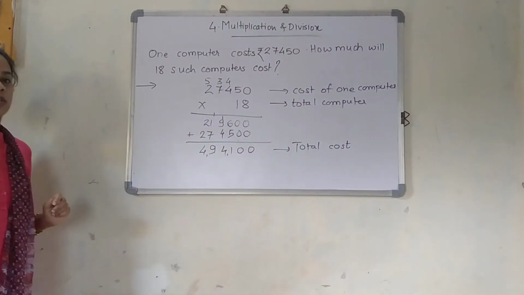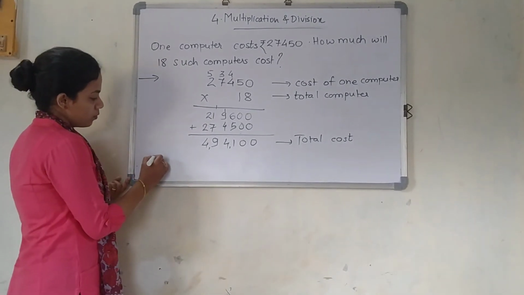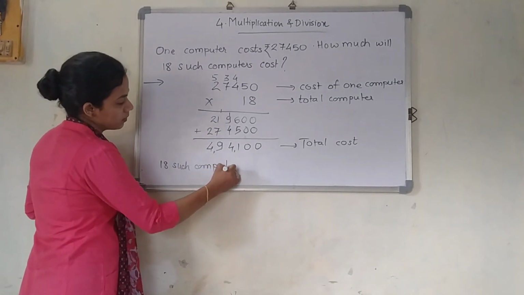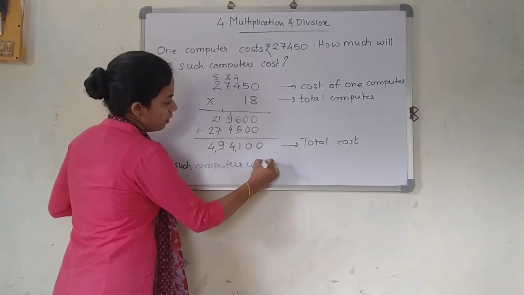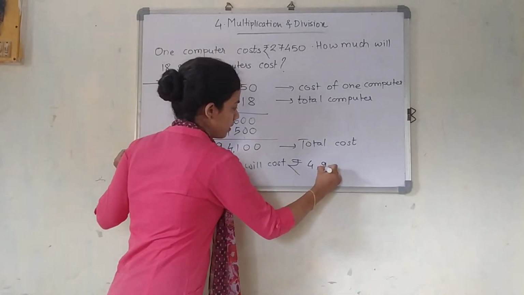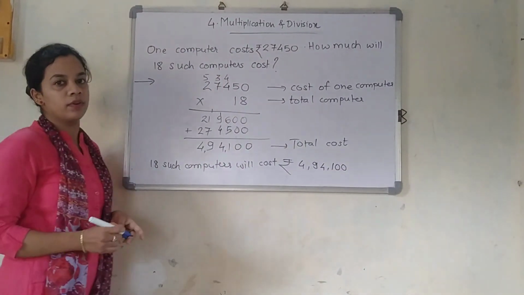What is the question asked? How much will 18 such computers cost? 18 such computers will cost rupees 4,94,100. Okay, I hope you have understood this.